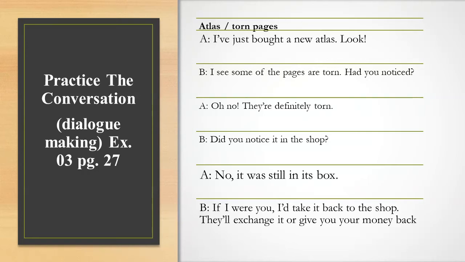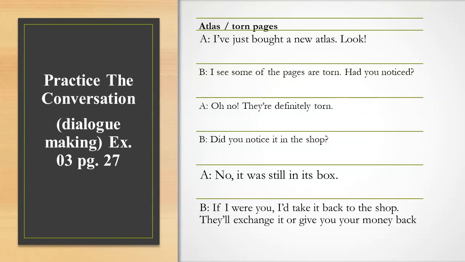So we are given some words. For example, we are given atlas and torn pages. Atlas is basically a book that contains maps. So we are given two words, two situations, and we have to make a dialogue. Like we have the words atlas and torn pages.